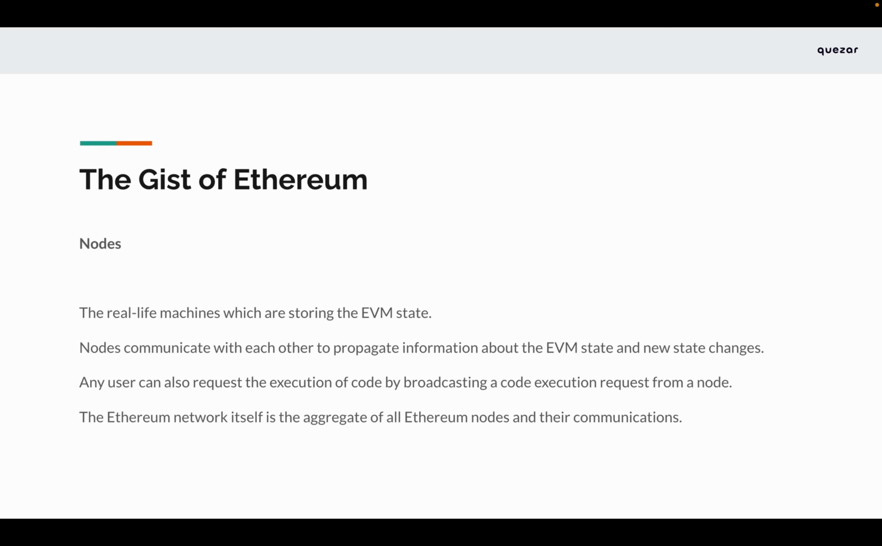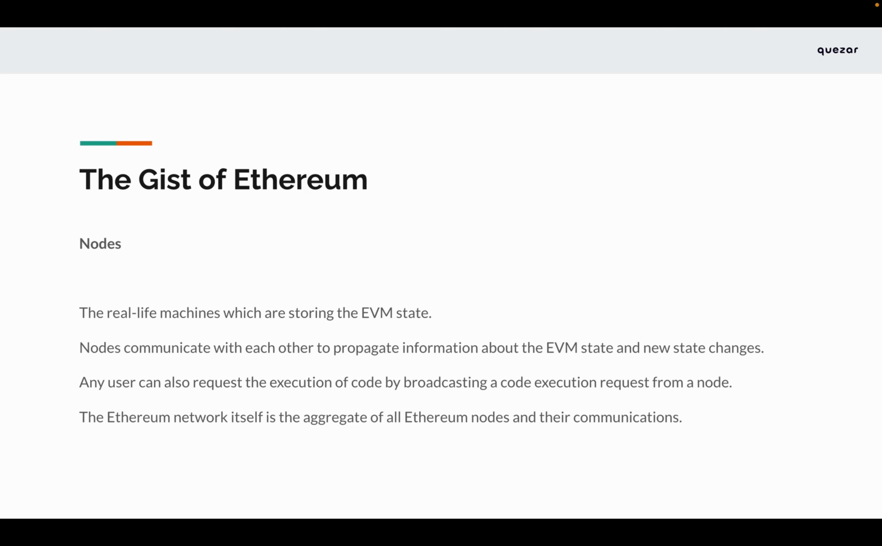Then we have nodes, the entities that are actually running and maintaining the network. These are real life machines which are storing the EVM state, and they communicate with each other to propagate information about the EVM state and whenever the EVM state changes. And any user can create a transaction request and broadcast it from any node.